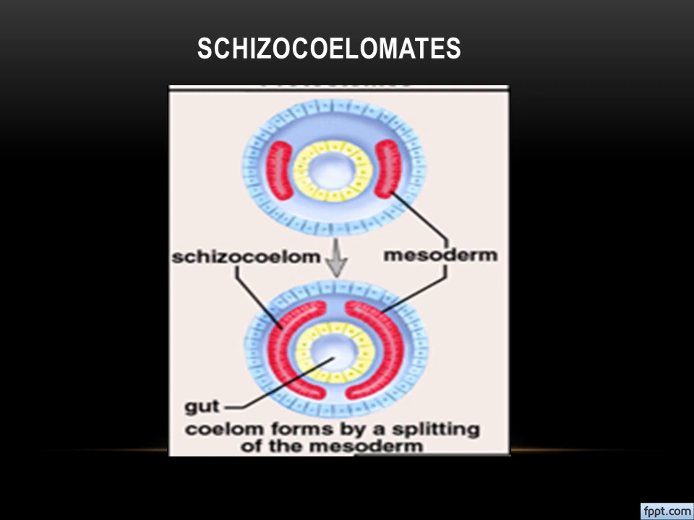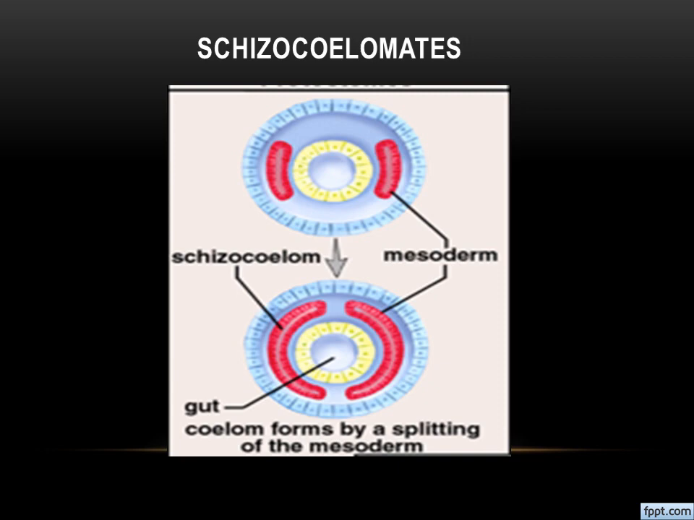So how is the classification made? From the formation of the mesodermal layer, depending on how this cavity is formed, they are classifying into two: schizocoelomates as well as enterocoelomates. Here the mesodermal layer is splitting. In the first diagram, the mesodermal layer is marked in red color. It is splitting and forming a coelom. That coelom is known as a schizocoelomate. So the coelom formed by the splitting of the mesoderm is known as a schizocoelomate.